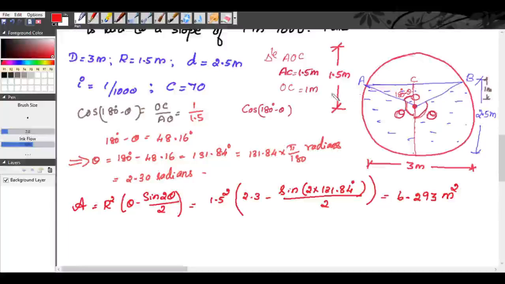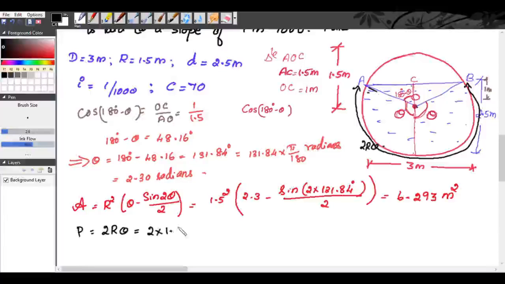Now we know wetted perimeter is up to this. See, wetted perimeter is this distance. This is your wetted perimeter. So wetted perimeter is equal to radius, see, this is the radius, radius multiplied by 2 theta. So 2 r theta. So wetted perimeter is equal to 2 r theta. So we get 2 into radius 1.5 multiplied by theta, 2.3 radians. We get 6.9 meter.